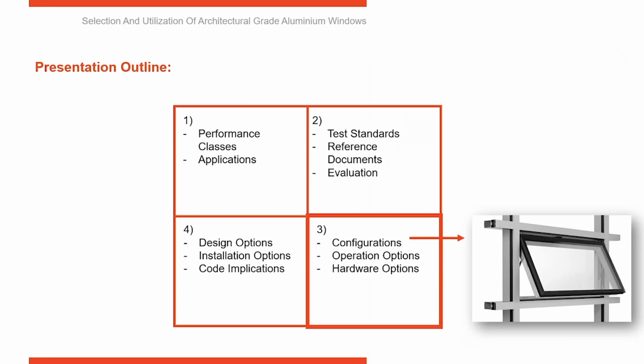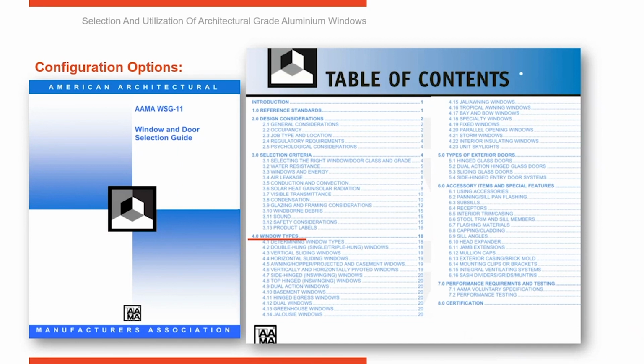All right, so now let's take a look at some common configurations of windows and talk about those. When we talk about window configurations, the first document I want you to be aware of is AMA WSG-11. This is the Window and Door Selection Guide. And 4.0, which I have underlined here, is window types. Under 4.0, you can see there's a big list of different optional windows. There's a lot of them out there.